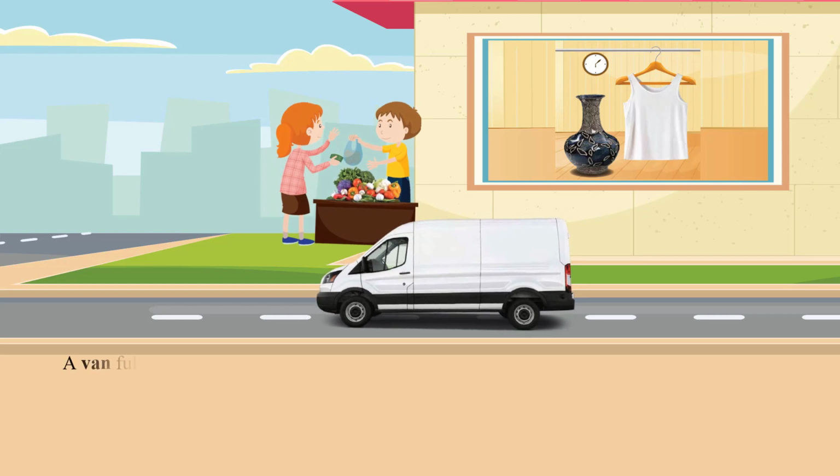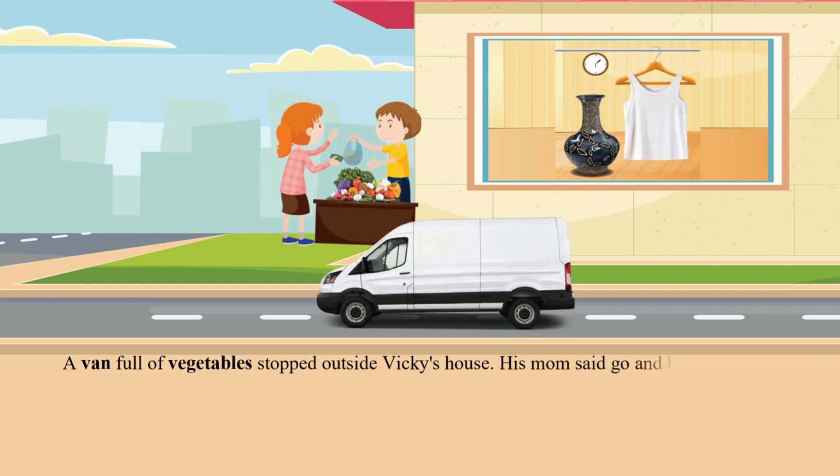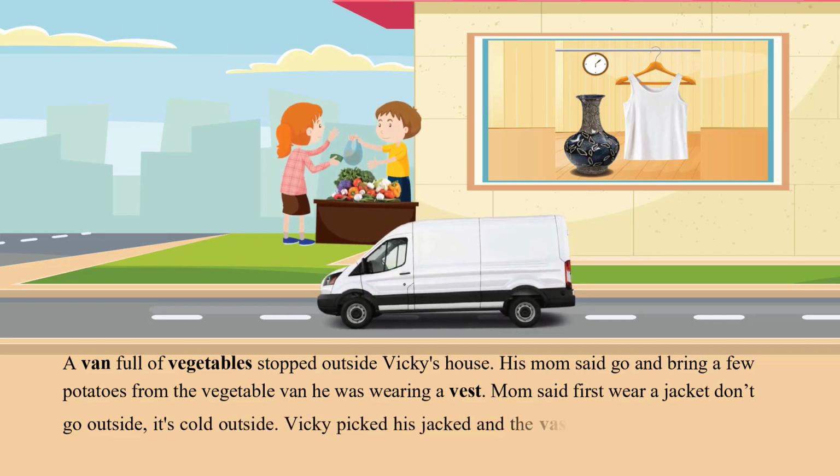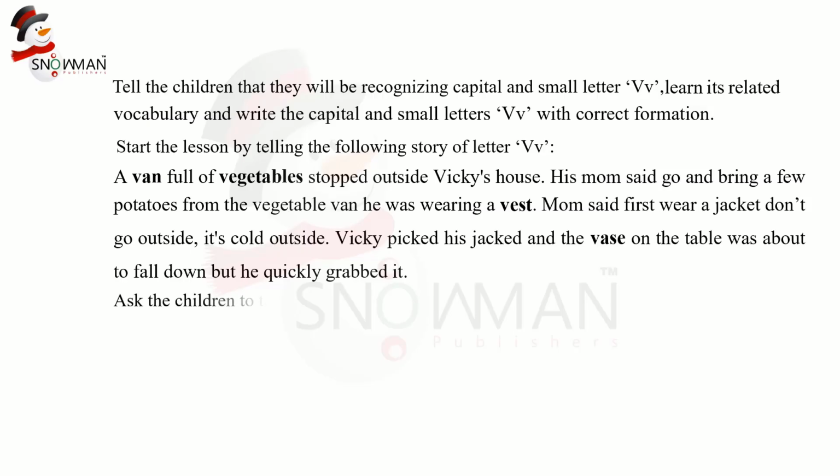A van full of vegetables stopped outside Vicky's house. His mom said, "Go and bring a few potatoes from the vegetable van." He was wearing a vest. Mom said, "First, wear a jacket. Don't go outside. It's cold out there." Vicky picked up his jacket and the vase on the table was about to fall down, but he quickly grabbed it. Ask the children to tell the words that start with the letter V.